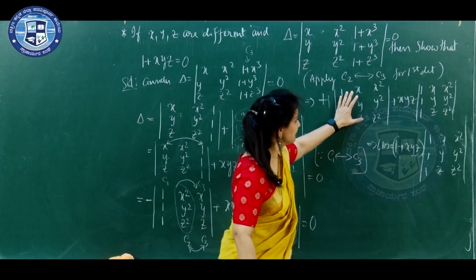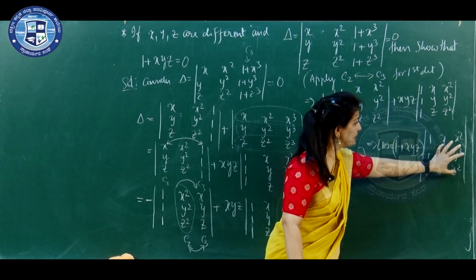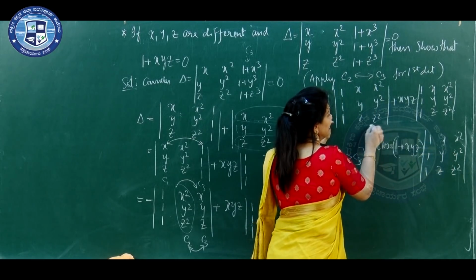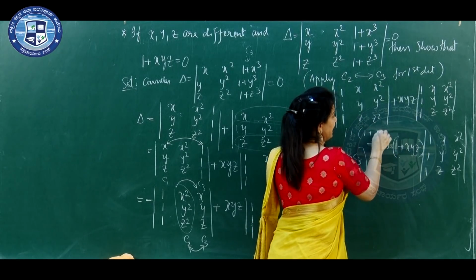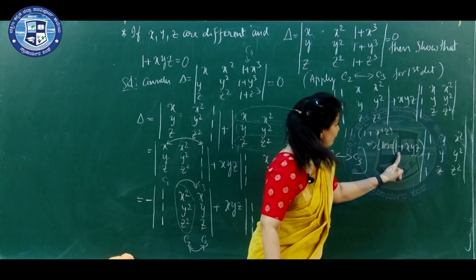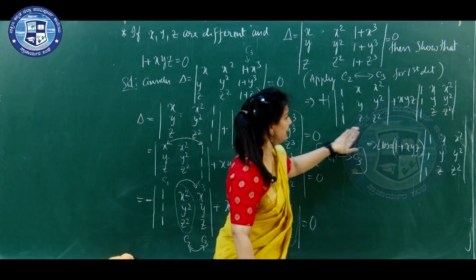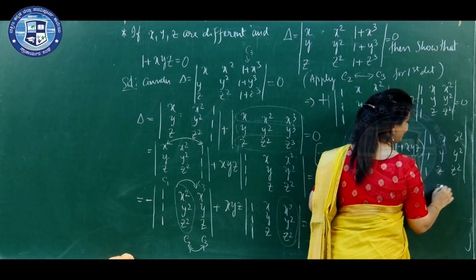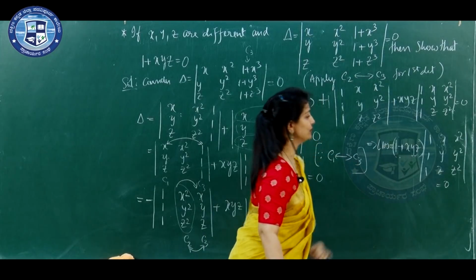Try to understand this. Here two determinants are identical, so we write the same determinant, and it is taken out. What is remaining is 1 plus x y z. So that is what is written: 1 plus x y z into the determinant. Now, this is equal to 0, as given. The determinant value is given to be equal to 0.